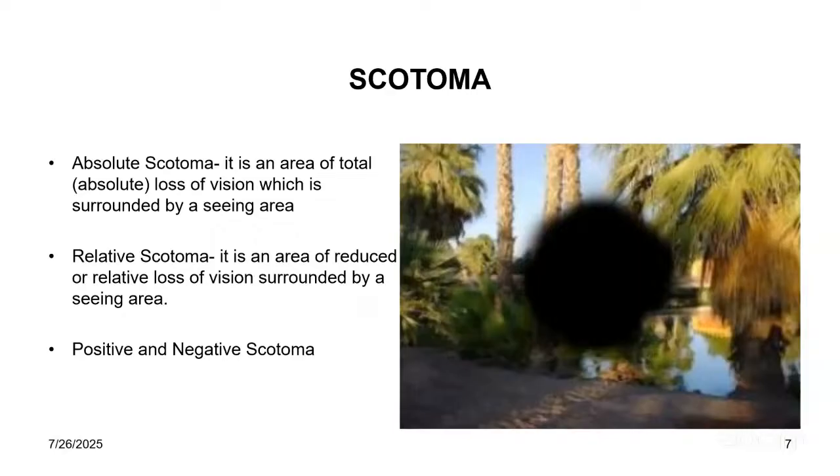But for a negative scotoma, for example the blind spot, when we're looking at our field of view, we don't notice that we have a blind spot, which corresponds to our optic nerve head. So that is referred to as a negative scotoma.